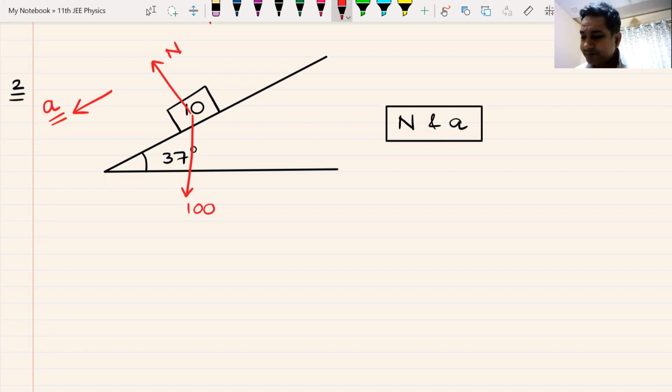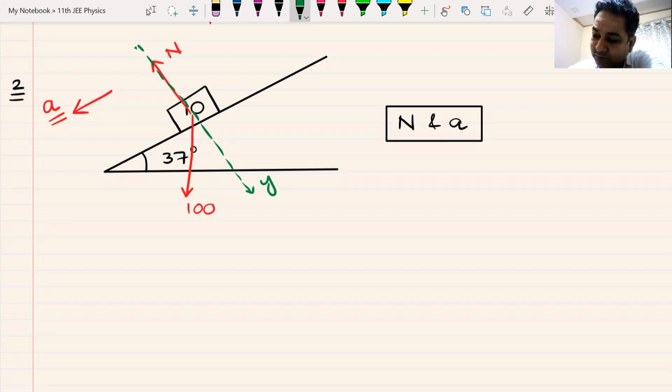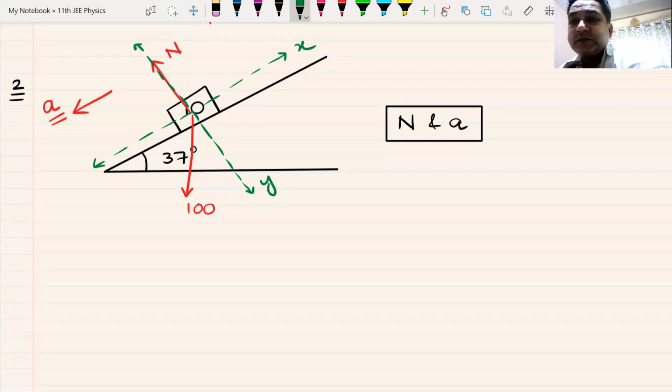What do I do next? Choose convenient axes as x and y. What are the convenient axes here? You all know this. One axis would be like this, I will call this the y axis. And one axis would be like this, I will call it the x axis. Yes or no? Do we all agree on this? One axis is the y axis, the other axis is the x axis.